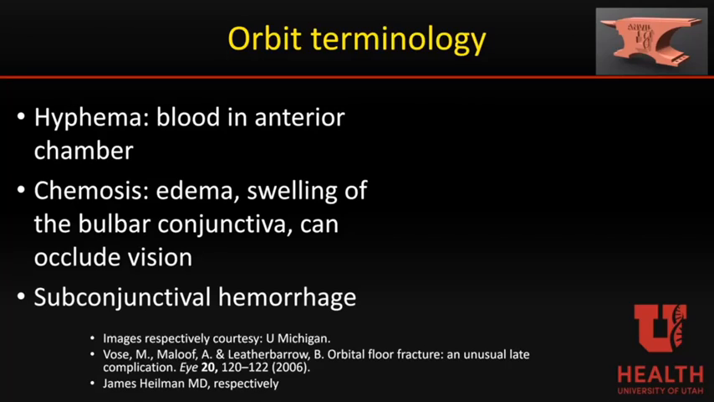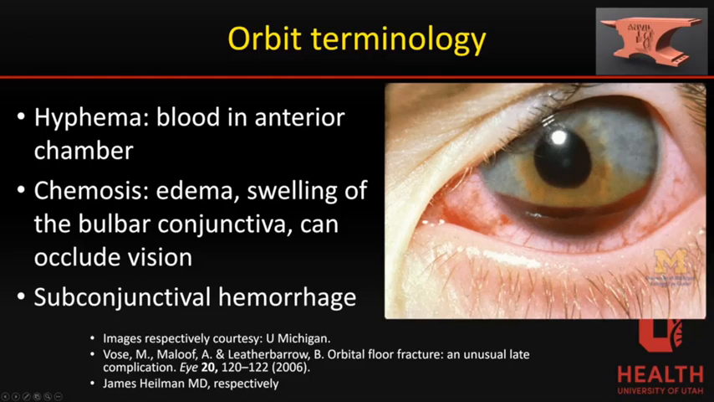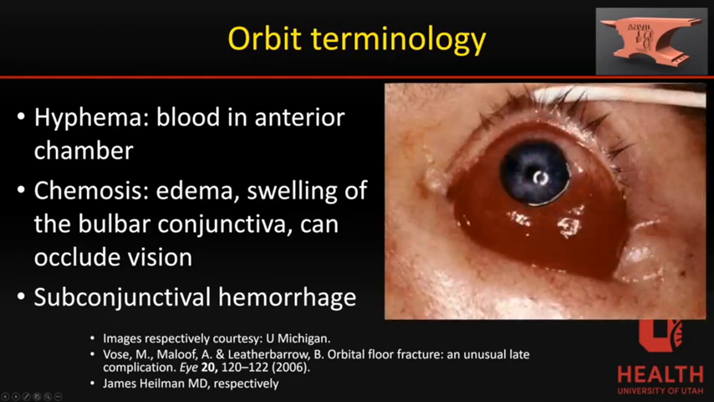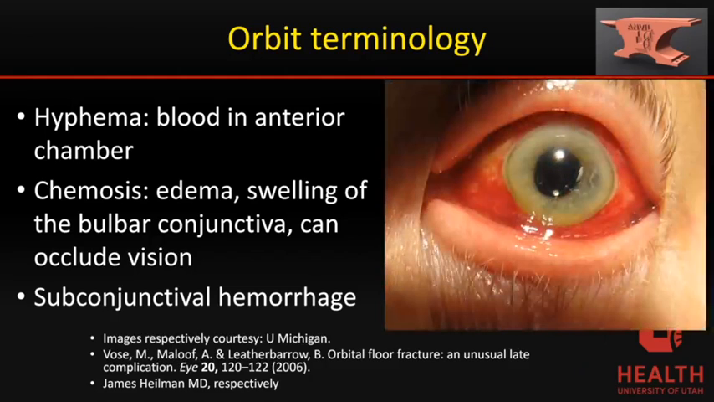To help clarify some of the orbit terminology on things that we can't generally see on our imaging, let's consider hyphema, which is blood in the anterior chamber. Here we see it layering in the anterior chamber of the anterior segment. There's chemosis, which is edema or swelling of the bulbar conjunctiva, and that can get so severe that it can occlude vision. You can have a simple subconjunctival hemorrhage.